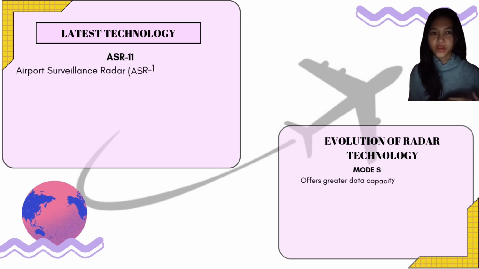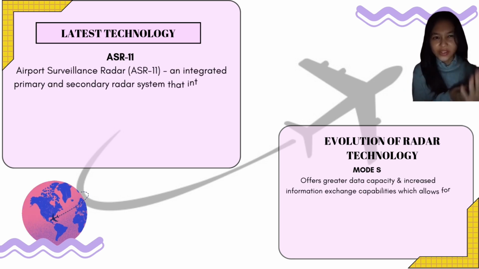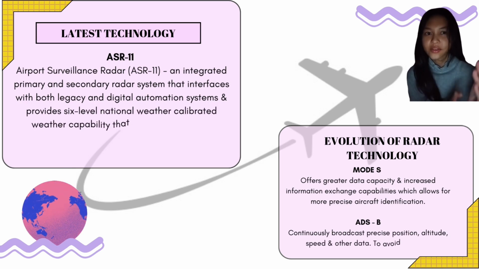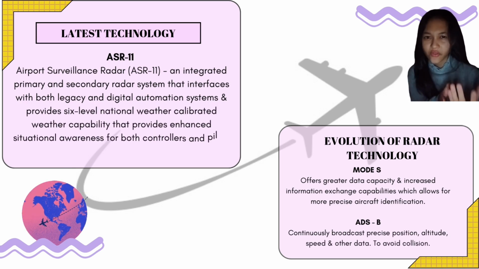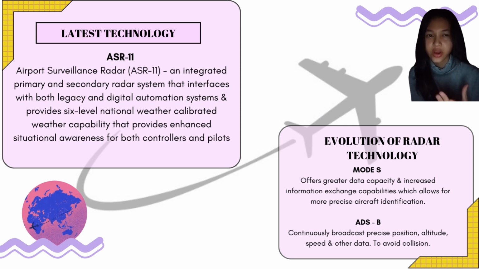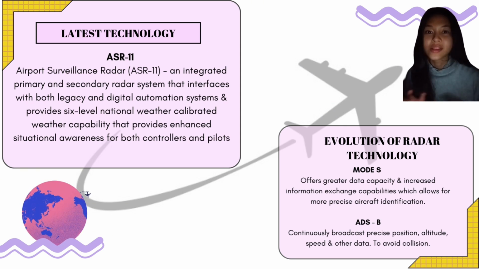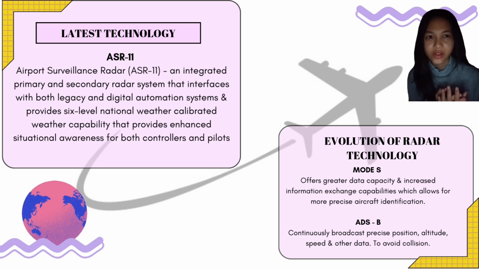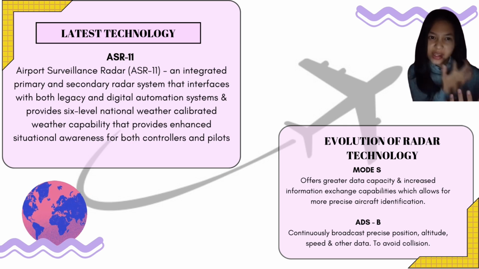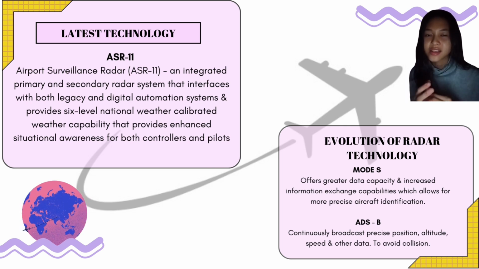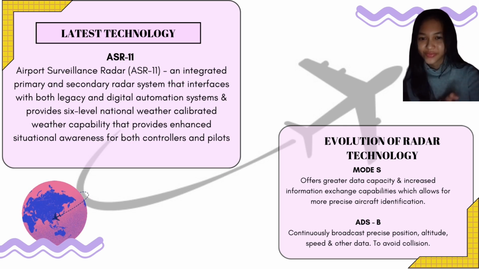Other than that is the evolution of radar technology, where they introduced advanced features such as Mode S and ADS-B, which is the automatic dependent surveillance broadcast. Mode S is an enhanced version of the SSR, the secondary surveillance radar, which offers greater data capacity and increased information exchange capabilities, while the ADS-B takes surveillance to the next level by leveraging onboard receivers, which means the aircraft that is equipped with the ADS-B will continuously broadcast their precise position, altitude, speed, and other data compared to other radars.